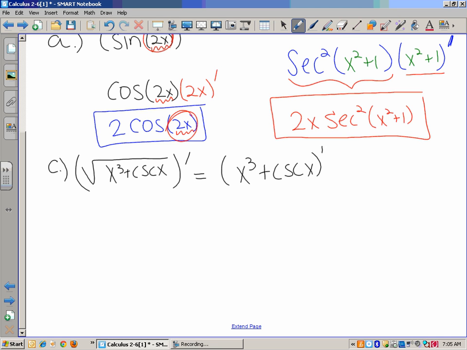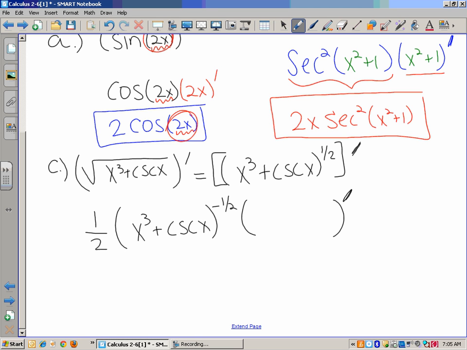And this is all to the 1/2 power. So I'm going to prime that. So what I end up with, something to the 1/2 power, is then that thing to the negative 1/2 power, but then I want to prime that thing. Okay, so I've done the outside first, now I need to do the inside.